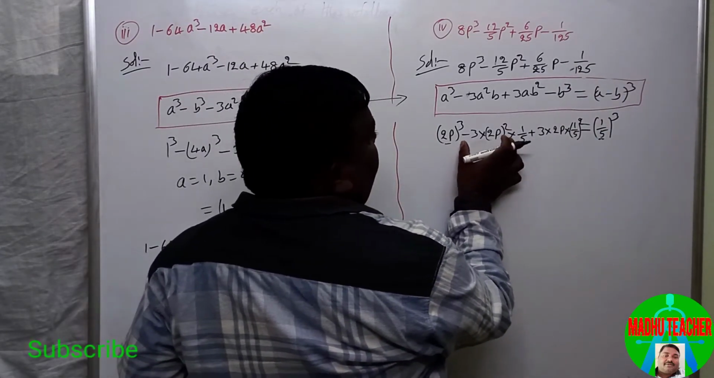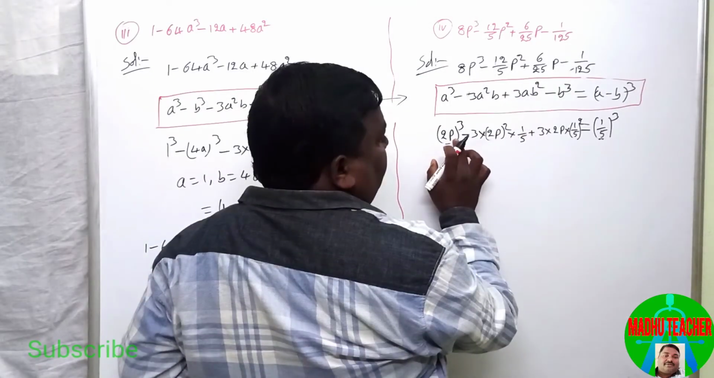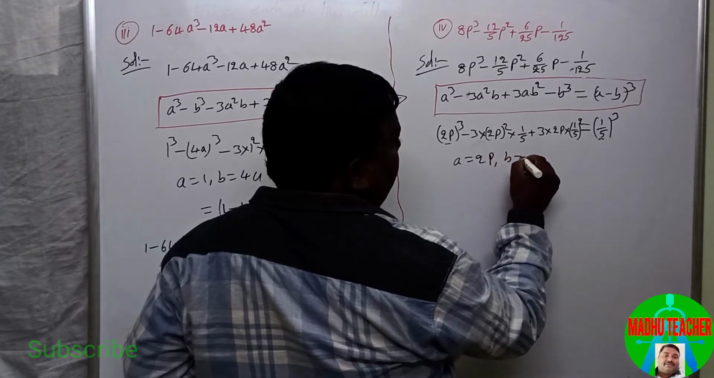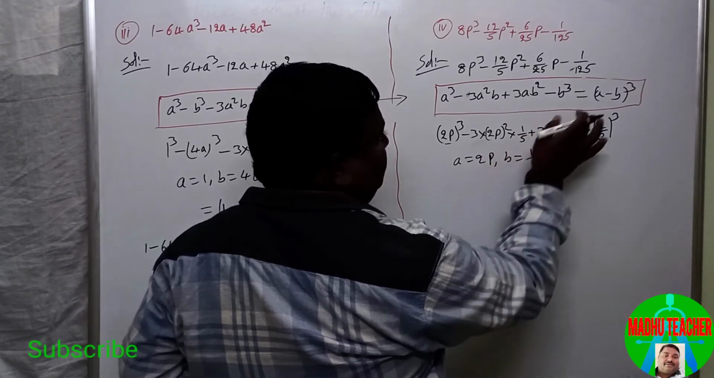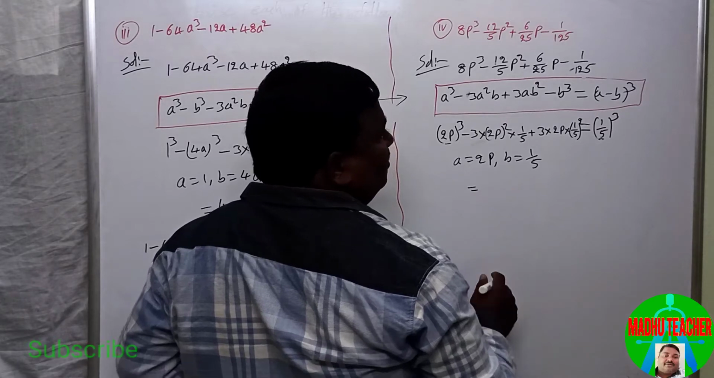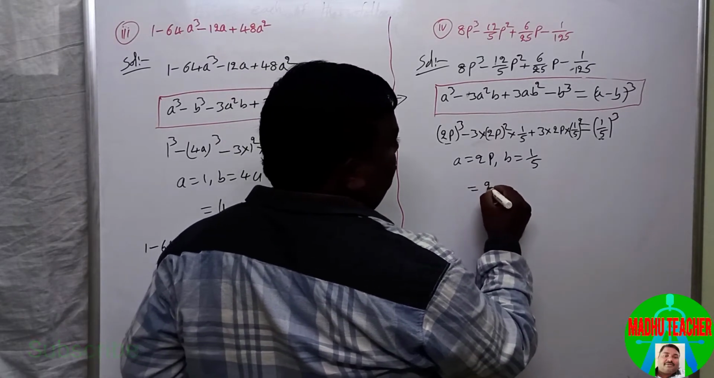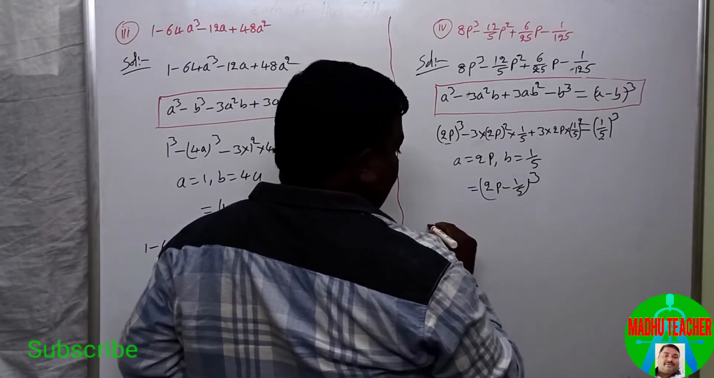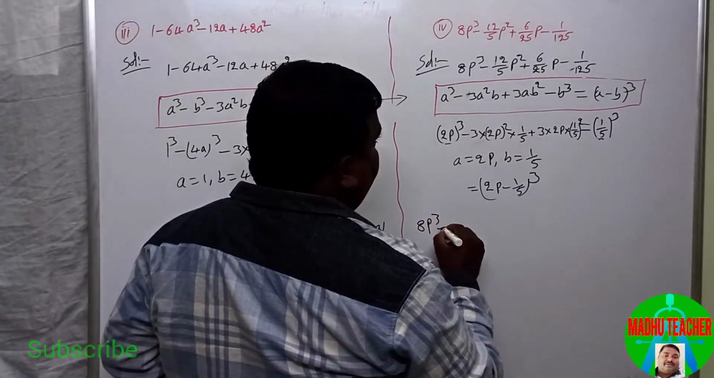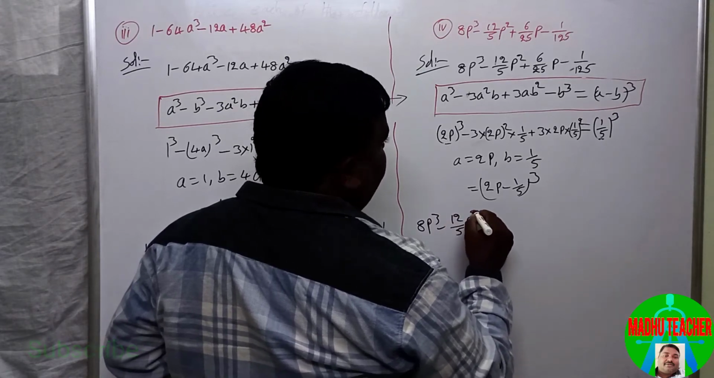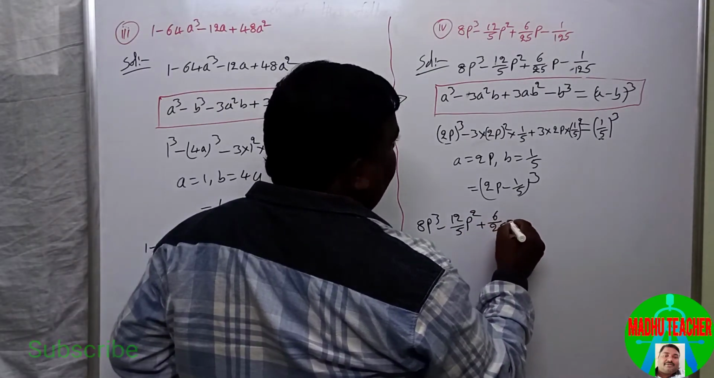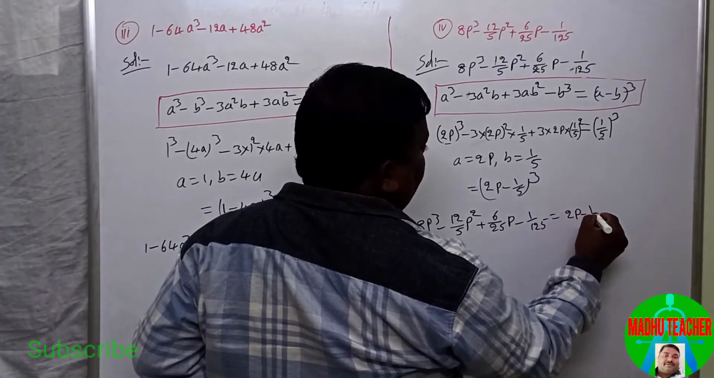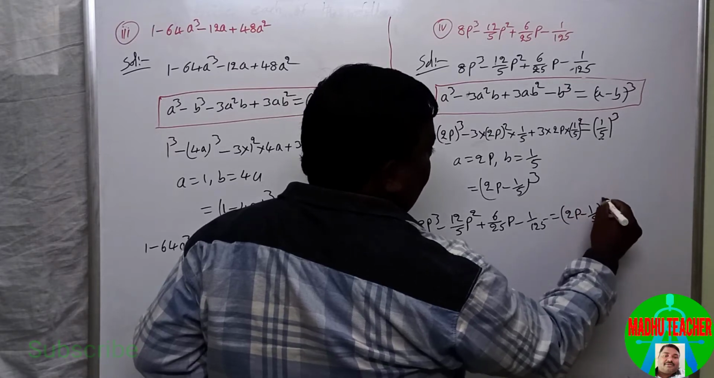Now by comparing with the identity at the left side, we have a equal to 2p and b equal to 1 by 5. By substituting these values at the right side of the identity, we have (2p minus 1 by 5) whole cube. So 8p cube minus 12 by 5 p square plus 6 by 25 p minus 1 by 125 equals (2p minus 1 by 5) whole cube.